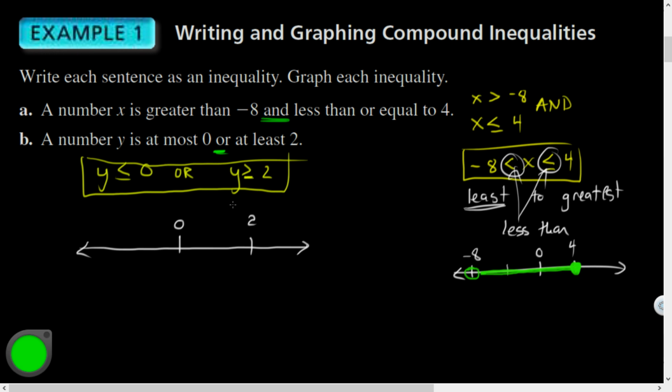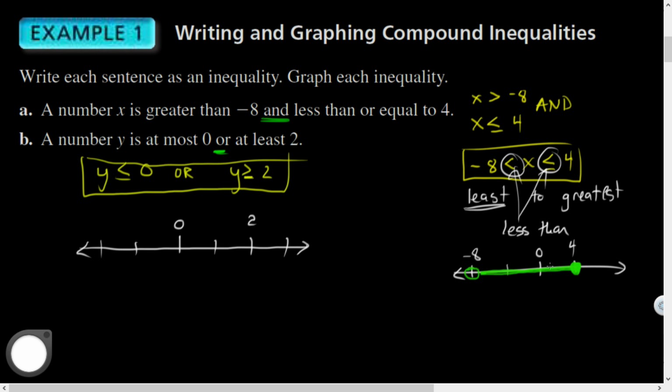My number lines are super simple. I'm not looking for anything that complicated. If you want to throw some more tick marks in there, you can, but I just care about the points that are interesting to us.